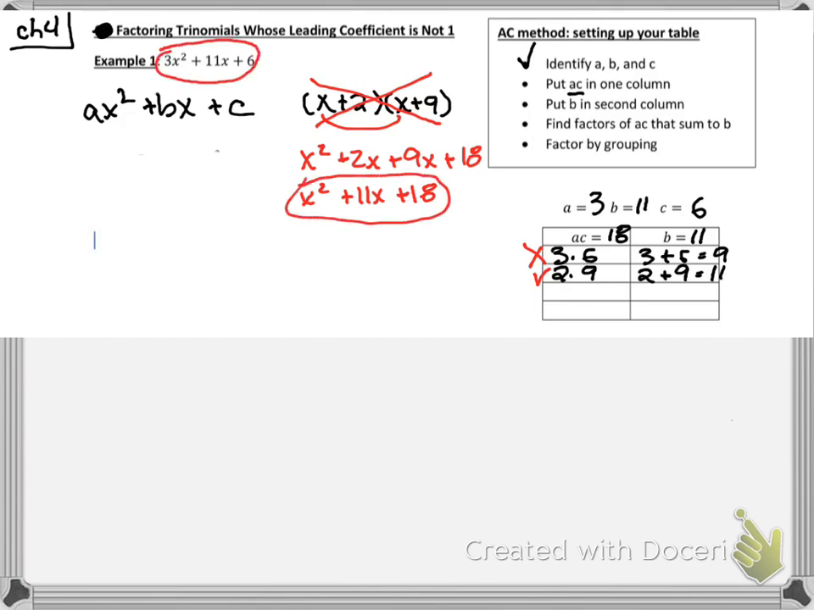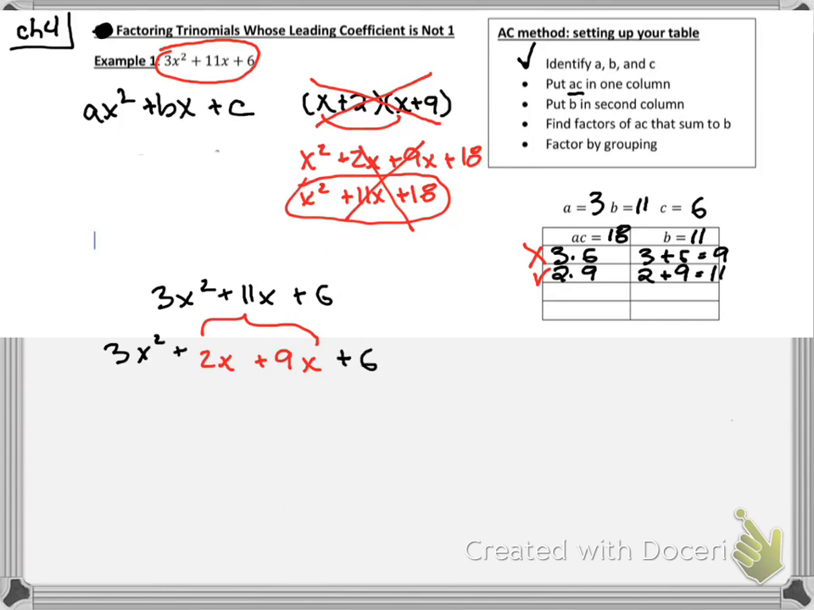So that shortcut that we had before of writing out the factors doesn't work when A is larger than 1. We cannot do this. So we have to use that grouping method that I showed you in the last videos. We have 3x squared plus 11x plus 6. I'm going to rewrite this 11x as the sum of 2x plus 9x. Hopefully you can see that this line right here is equivalent to the second line right here.